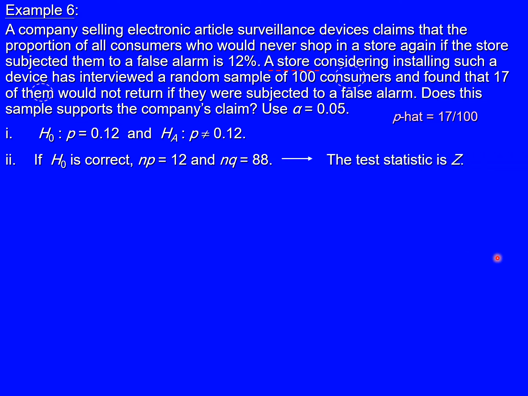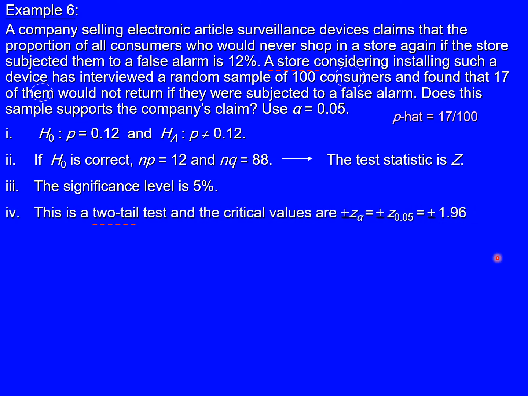Both of them are greater than 5, so we can consider the sample size large. Then the test statistic which can be used is Z, the standard normal distribution. The third step is to decide upon the significance level, which is usually given in most examples and exercises. Here it is given as alpha equals 5%.